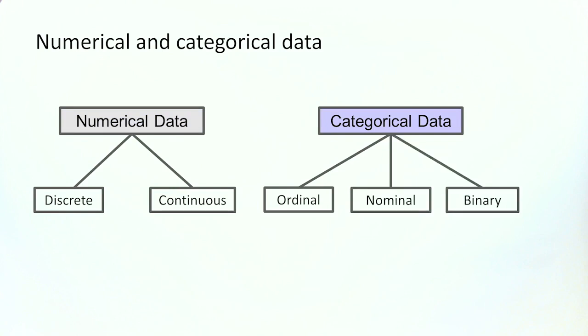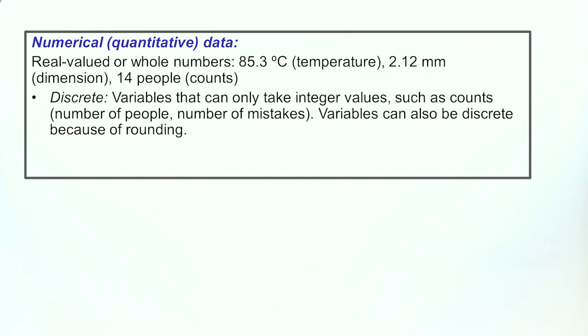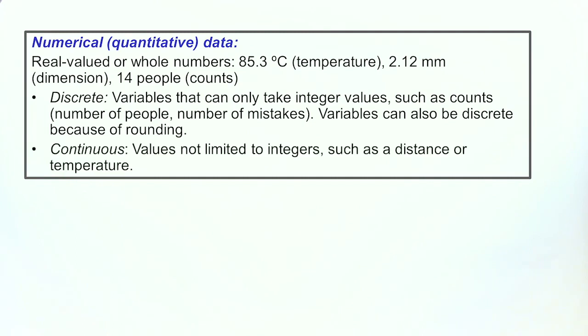Let's first take a closer look at numerical data, also known as quantitative data. Numerical data is data based on numbers that you can calculate with, such as temperature, dimension, or the number of people in a room. You can make a distinction between discrete, which is count data, or data that is rounded, and variables that are continuous, like temperature, that can be any kind of number.